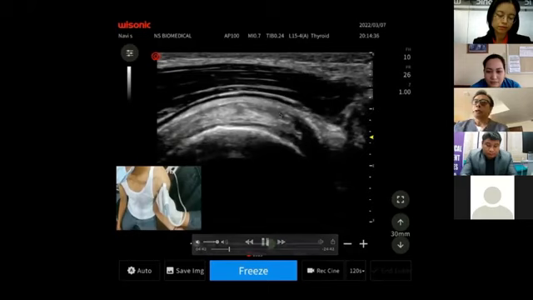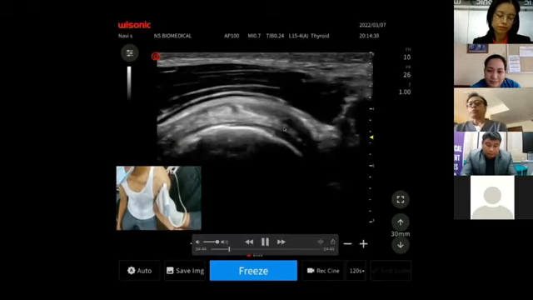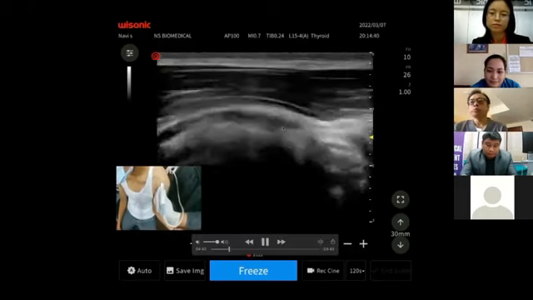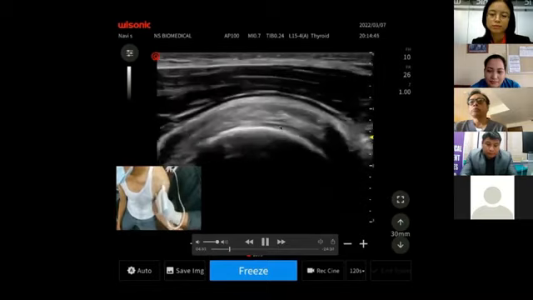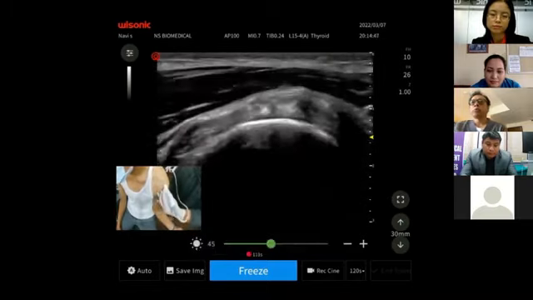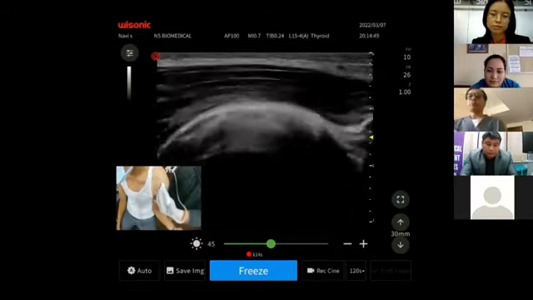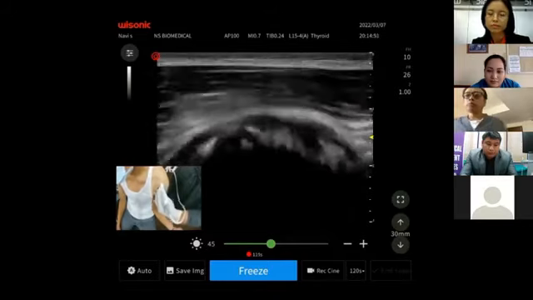So again, I have to see the whole section of the muscle and tendon. So I scan it medially, laterally, superiorly, and inferiorly to see if there is any pathology in the subscapularis muscle or tendon.